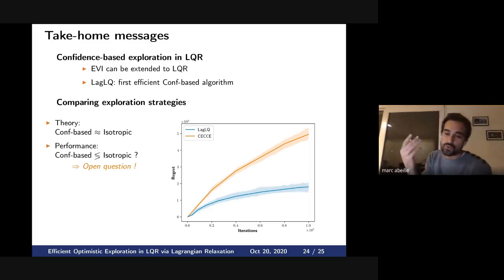Of course, those preliminary experiments have to be taken with caution. Very likely the gap in performance may also come from looseness in the analysis or in the design of the algorithm, a confidence set that is not as tight as possible, etc. So we have to be careful, but I believe that the comparison between the two approaches is now a very interesting and challenging question that remains open, but that we can address now that we have an efficient confidence-based algorithm that we can implement in practice.